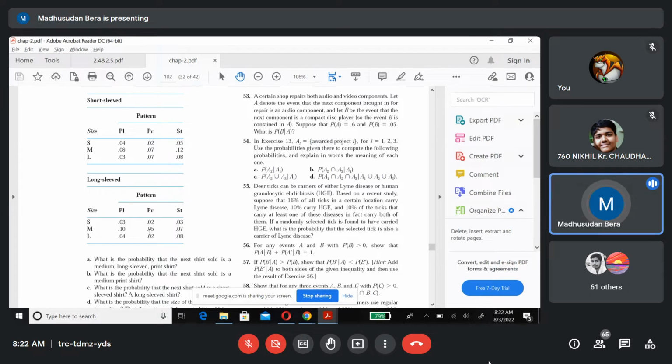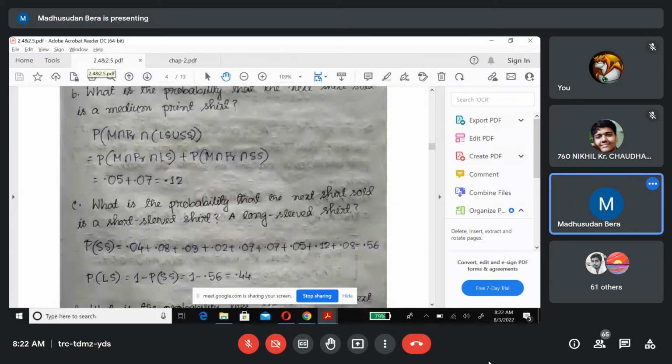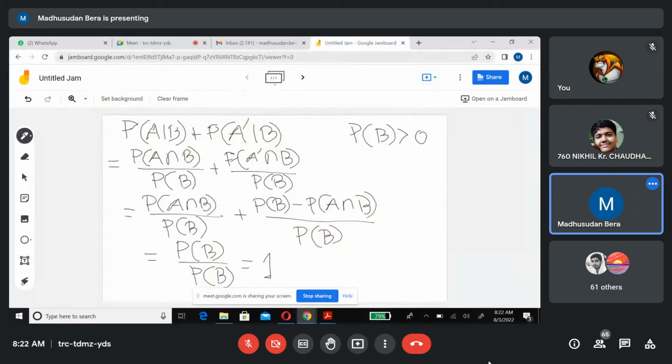So medium and printed, either from short sleeved or from long sleeved. So 0.07 plus 0.05, that is 0.12. Is that okay? B is okay, part B.